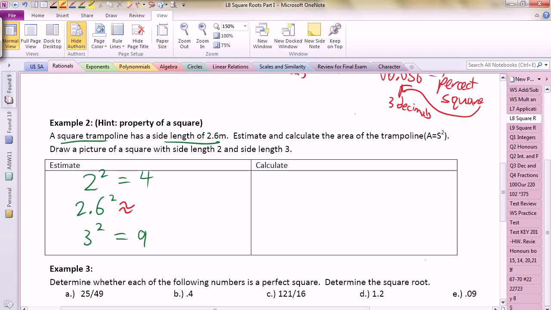7. Diana, what do you think? 7. Okay. Josh, what do you think? 6.5 or 6.25 around there. It's an estimate. Yeah. Exactly. 2.5 times 2.5 is 6.25.